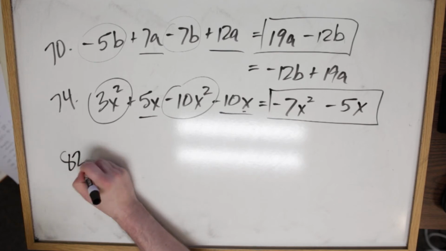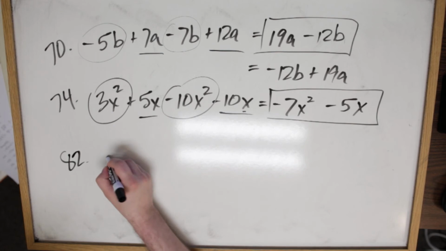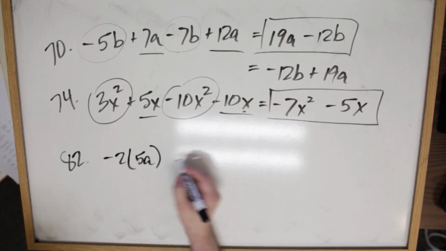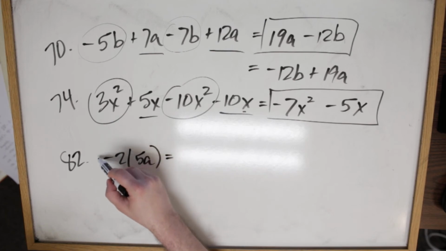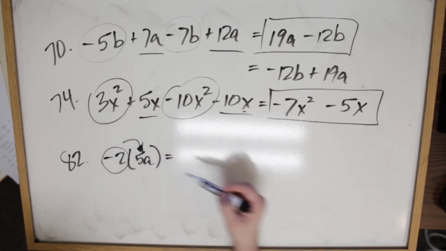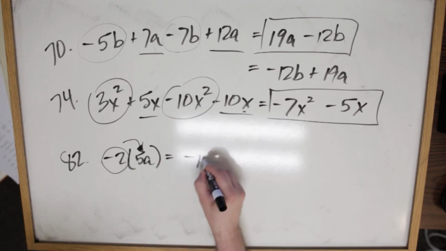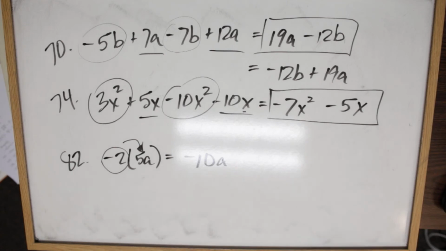Question 82. It's the same idea. We're going to be simplifying. This is minus 2 times 5a. This is the same thing, so we need to distribute this. This minus 2 is going to multiply inside the brackets. The minus 2 times the 5 is a minus 10, and then the a comes along for the ride. Okay? So that's question number 82.